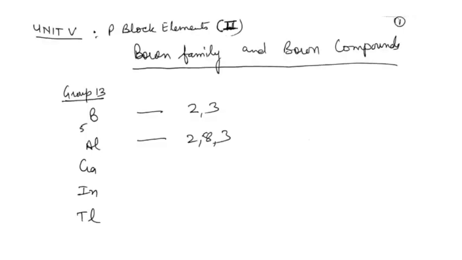So let's start Unit 5, P block elements, part 2. In that we go for the boron family and the boron compounds. Group 13 is the boron family, in which we have the elements boron, aluminium, gallium, indium and thallium. If we look at the electronic configuration, it has 3 electrons in the outermost shell. Understood? So having 3 valence electrons, it can lose the 3 electrons.